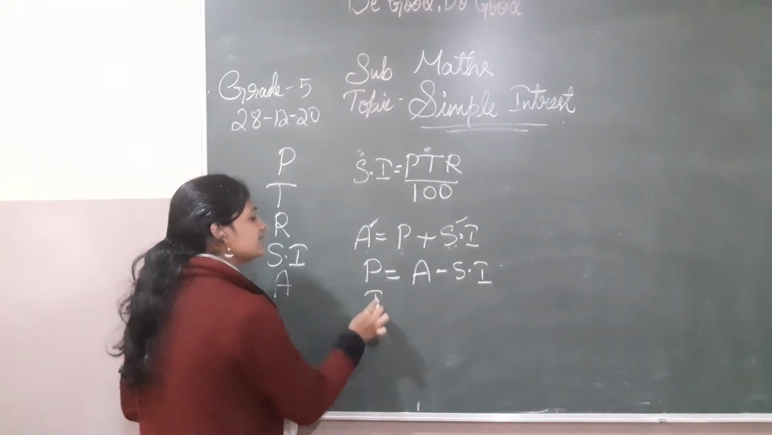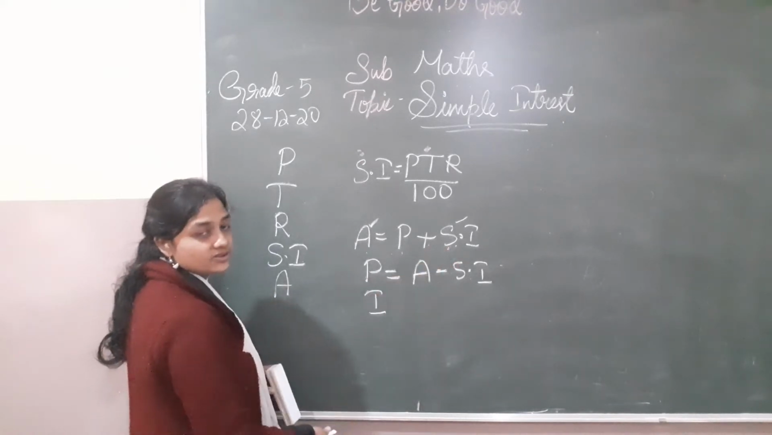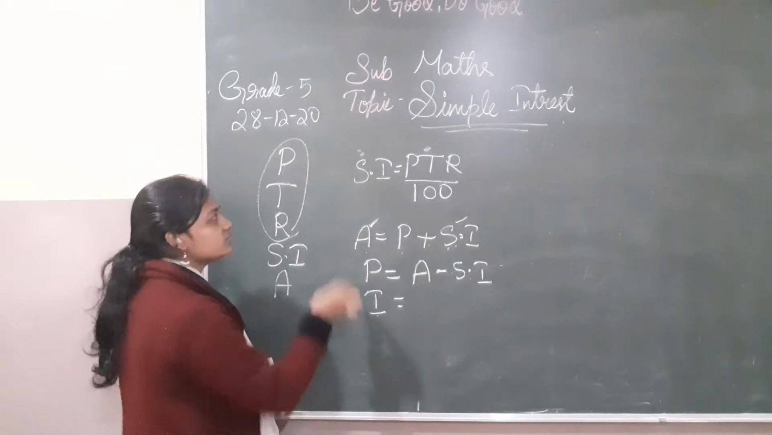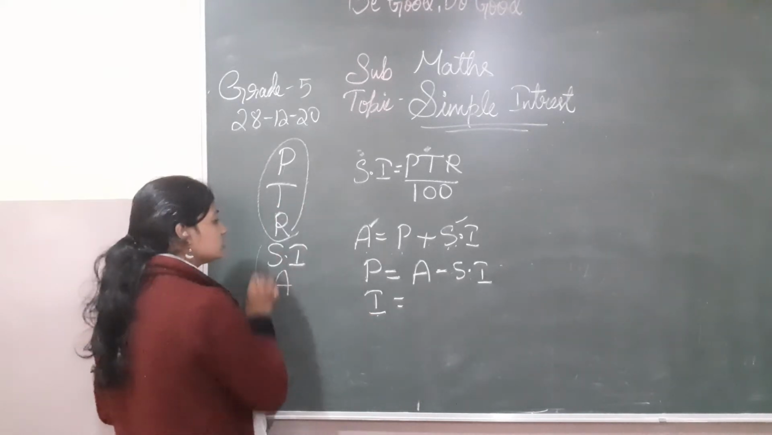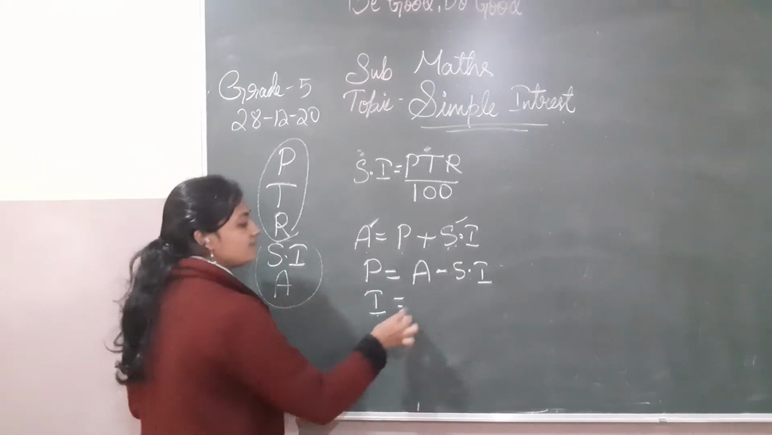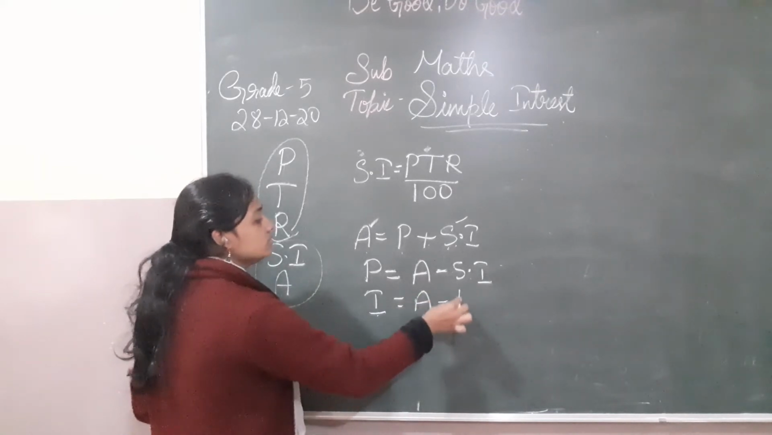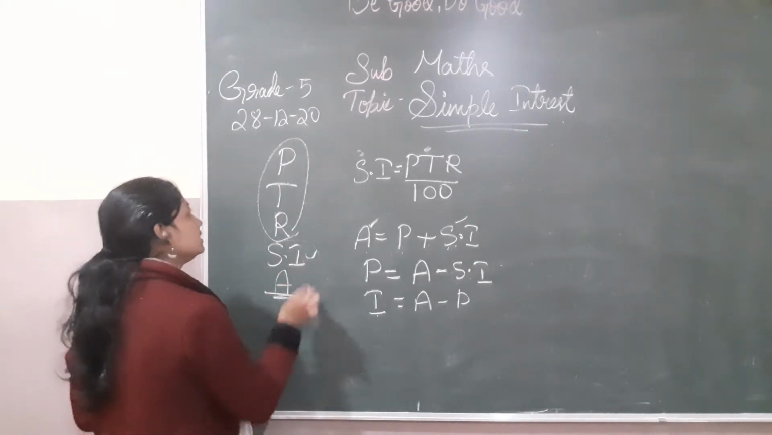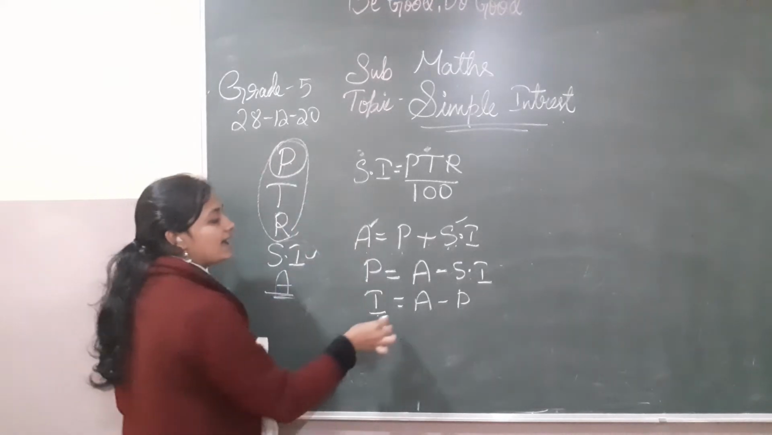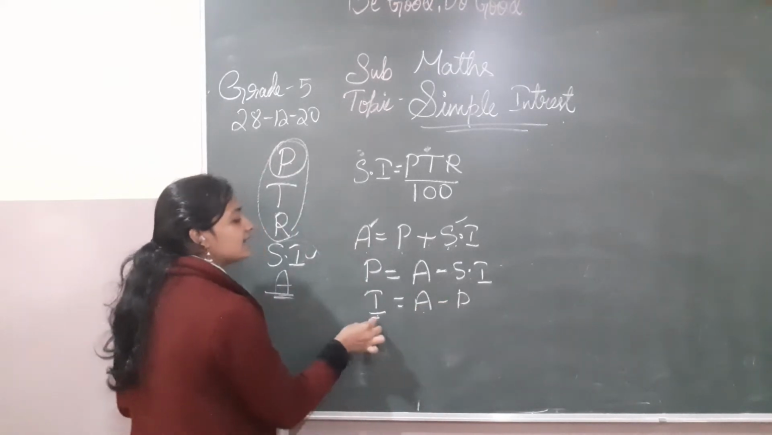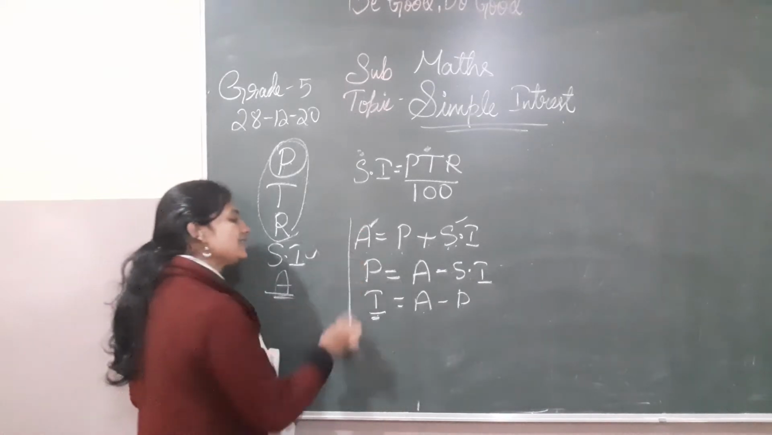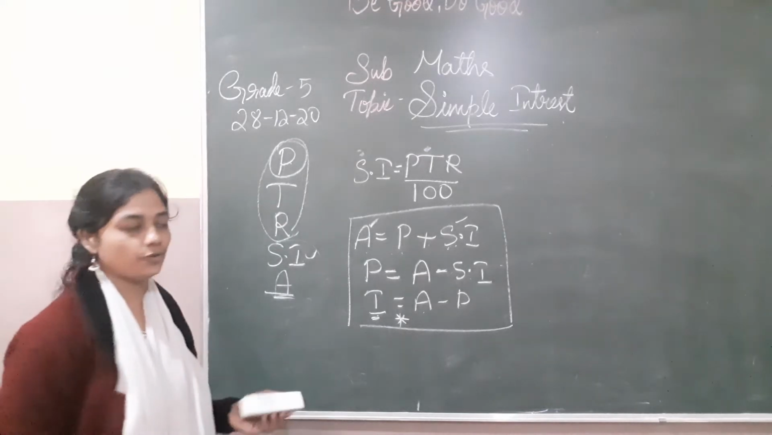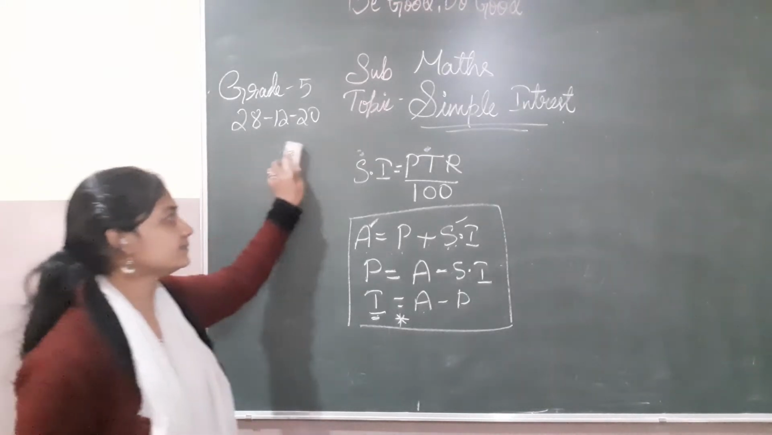Similarly, when I want to find the interest, that is nothing but simple interest, and I don't have all three here, how will I find the interest? I have only these two. That time, again I subtract. I have amount and principal given, so I have to subtract A minus P, and I get the interest. So these are the three important formulas which you are going to use in today's video. So let's go for the exercise.